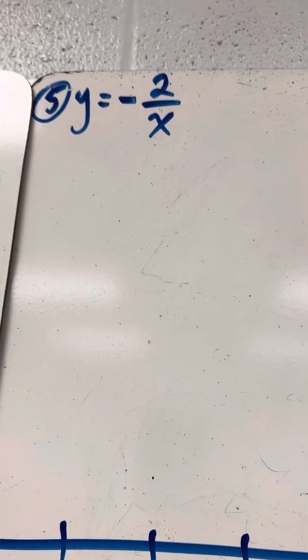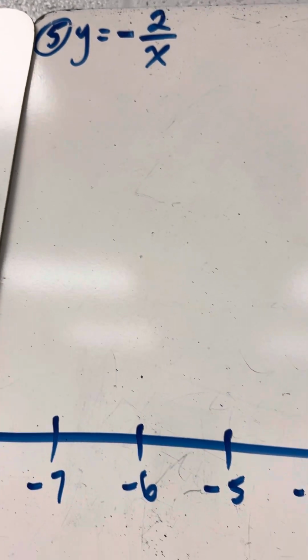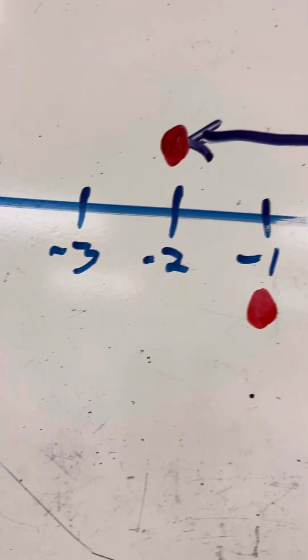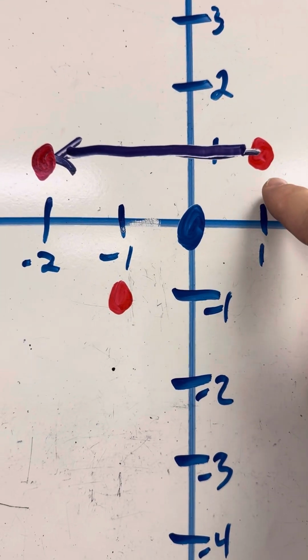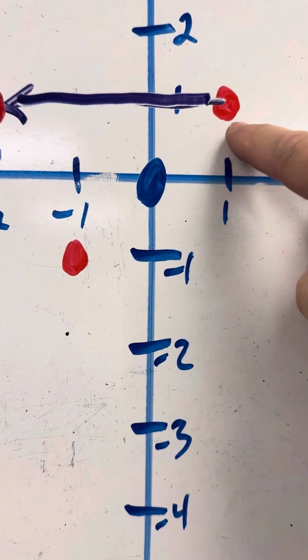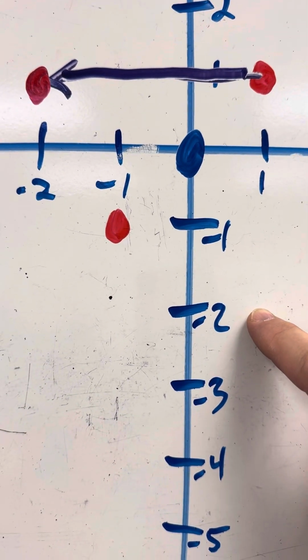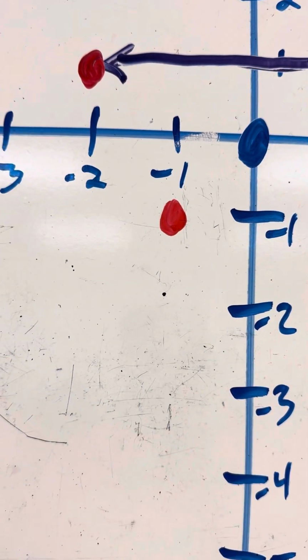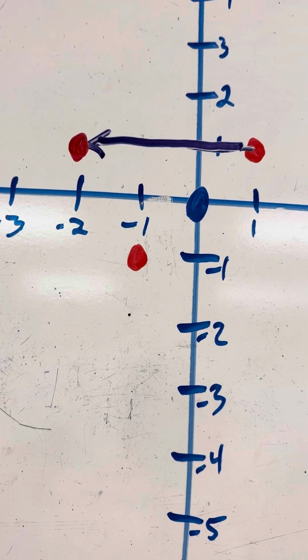Negative 2 over x, all you have to do is invert it, okay? Meaning you will either move this guy from positive 1 to negative 2 this way, or you can move it from positive 1 to negative 2 this way, okay? And you'll see the entire graph will just invert, and that's how that works, okay?